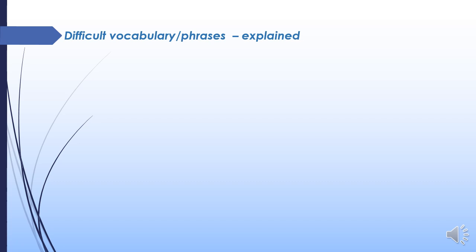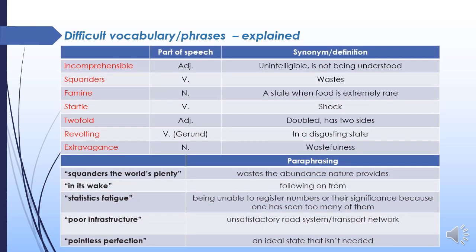Difficult vocabulary and phrases explained. Incomprehensible is an adjective and it means unintelligible. But in this context, it means not being understood. Squanders is a verb with the third person singular s, and it means to waste, or wastes. Famine is a noun, and it is a situation or a state when food is extremely rare. To startle is to frighten, to shock. Twofold means doubled, and in this case, it means has two sides: the first world countries and the second world countries.